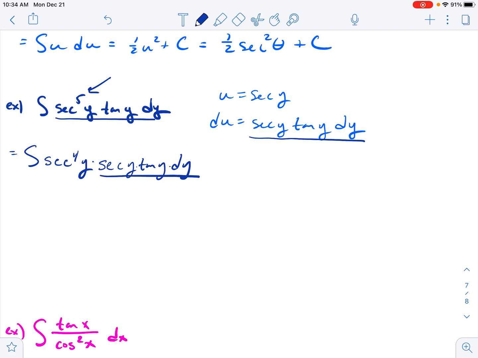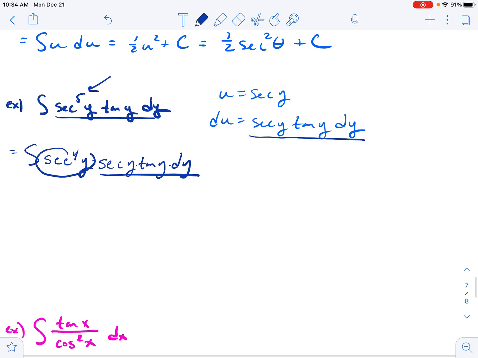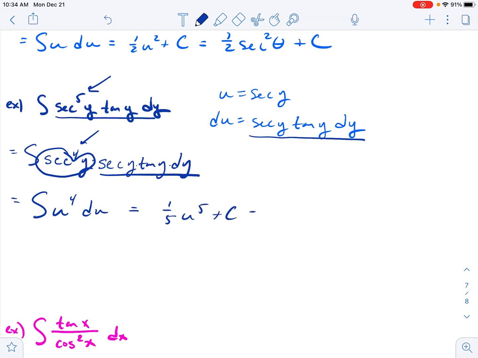If I want this to be my du, then this has to be my u. But think about it. Now, I've got u to what power out here? The 4th. So we got u to the 4th to pick up secant to the 4th y, and then the secant y dy got picked up with du. A little tricky there, having to break off one term, but we got it to work. So we're going to get 1/5 u to the 5th plus c, 1/5 secant to the 5th y plus c.